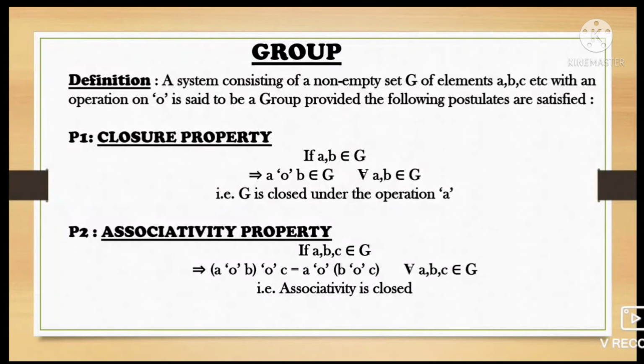The second property is the associativity property. If a, b, c belong to G, this implies that when a is operated on b and this whole is operated on c, it should be equal to a operated on, in brackets, b operated on c. When both of these are equal, only then will the associativity property be satisfied.